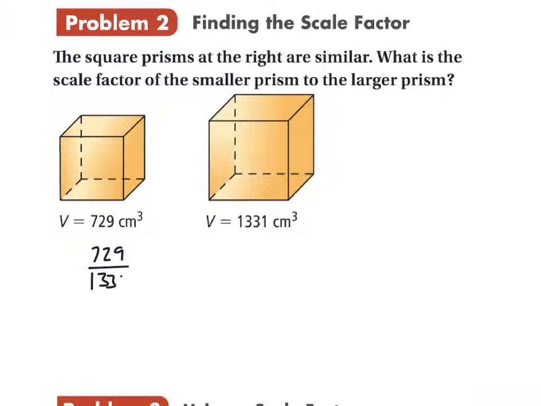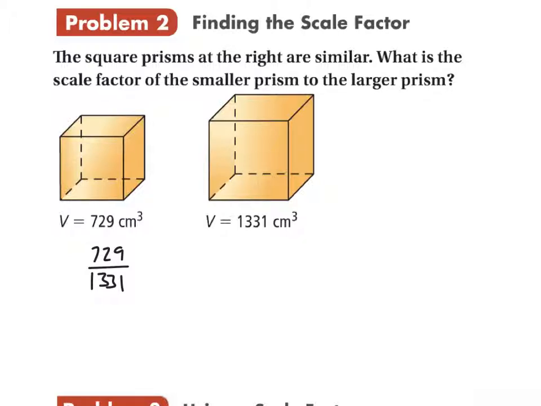729 over 1,331. All right, so my first question for you is, does anything go into both of those? Is this a reduced fraction? Give it a shot. See if anything goes into both of those. Three does not go into 1,331. Oh, it's 331? Oh, okay. Yep. What's your conclusion? No. Nope. It's a reduced fraction, but we got to check. You first got to check, try to reduce the fraction.